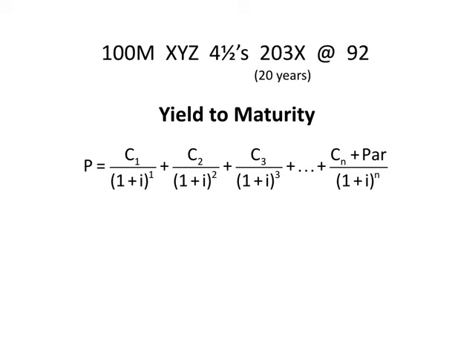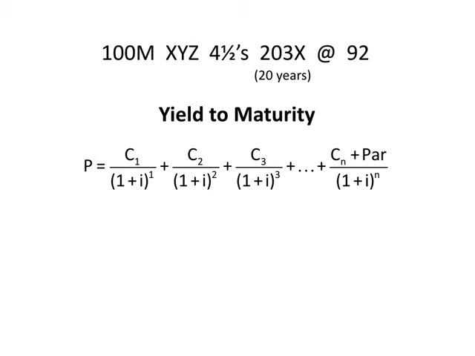Each of the C's represents a coupon payment. C sub 1 for the first due coupon after the purchase of the bond, C sub 2 for the second due coupon, etc., all the way through C sub n for the nth or final coupon, received at maturity, at which time all of the principal or par value would be returned as well.